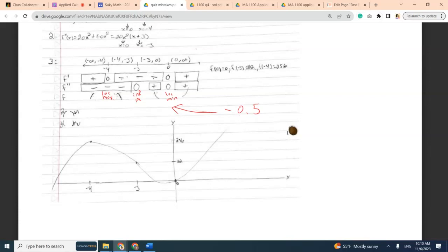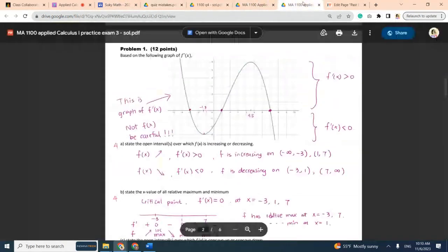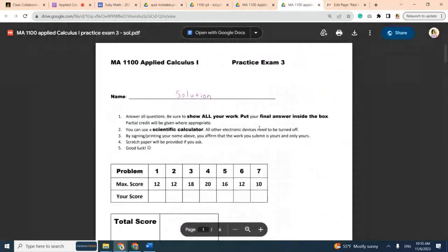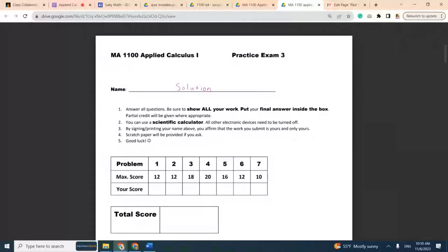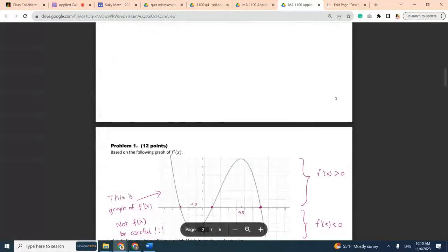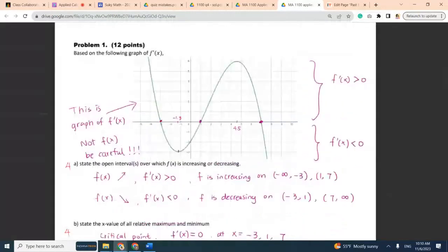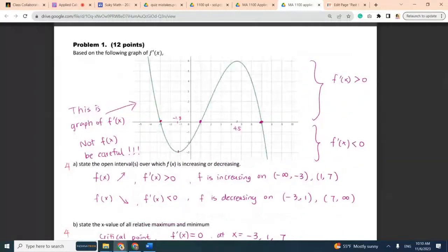Okay. Any questions about the quiz? No? Okay. So how about let's take a look at the practice exam. Have you started the practice exam? No. Okay, let's take a look at it together. But the practice exam is due tomorrow, okay? So you do your homework and do the practice exam.